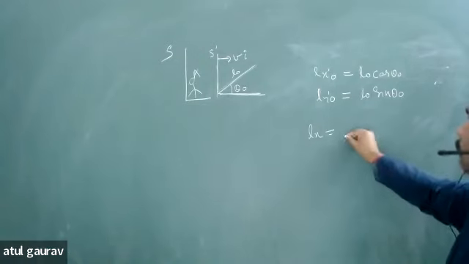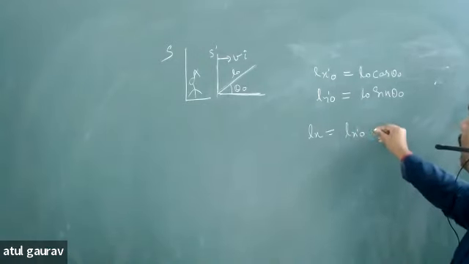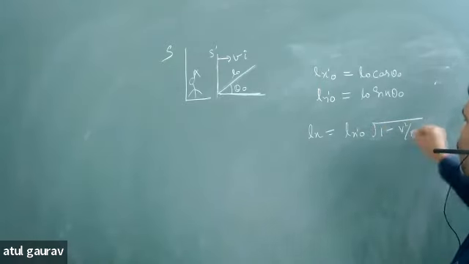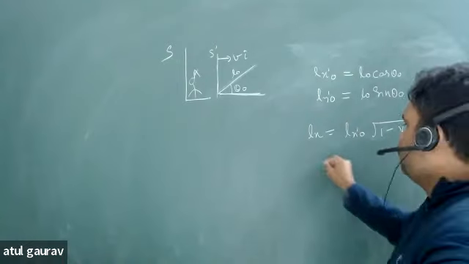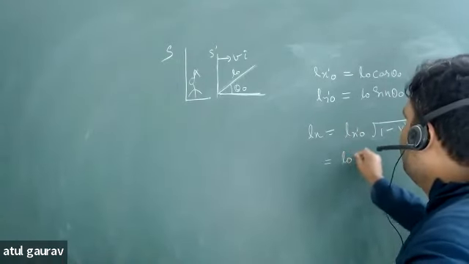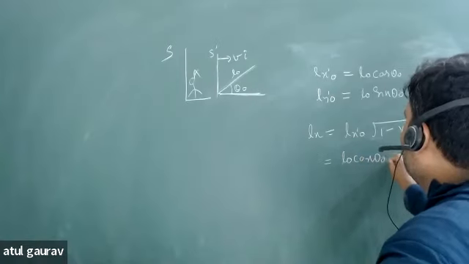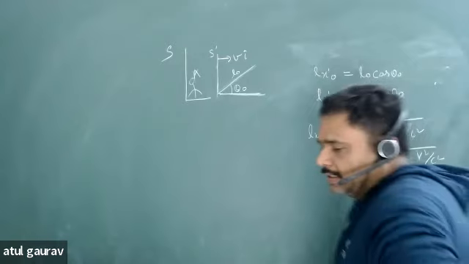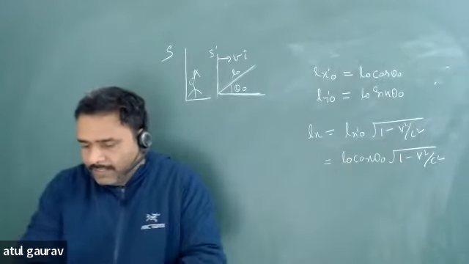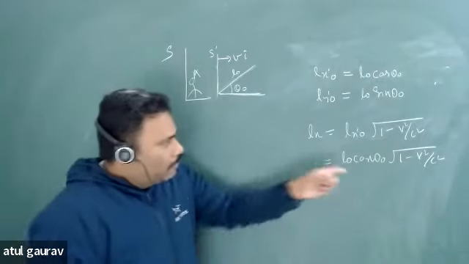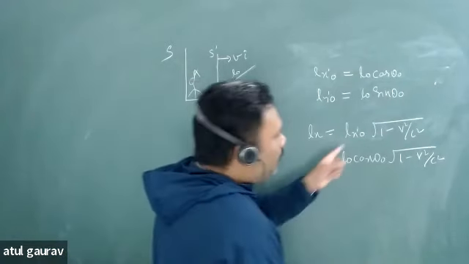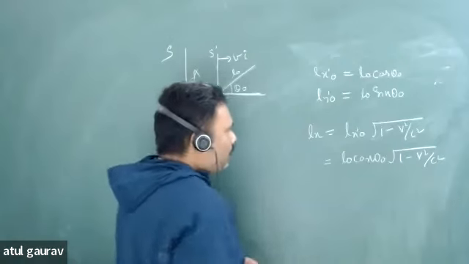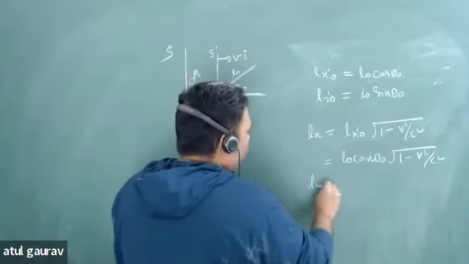Lx naught, under root. Very good. 1 minus v square upon c square. So what will be this value? This value is L naught cos theta naught root under 1 minus v square upon c square. Isn't it? So is this your proper length or contracted length? Contracted length.